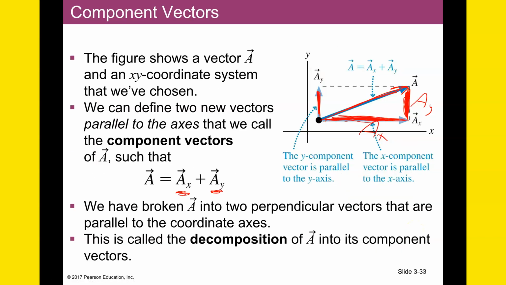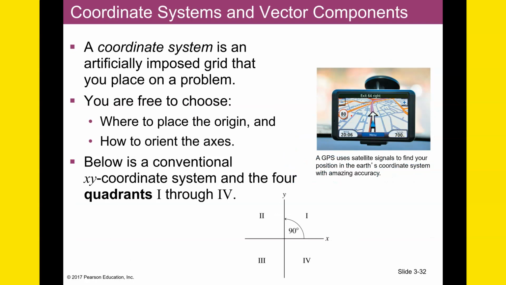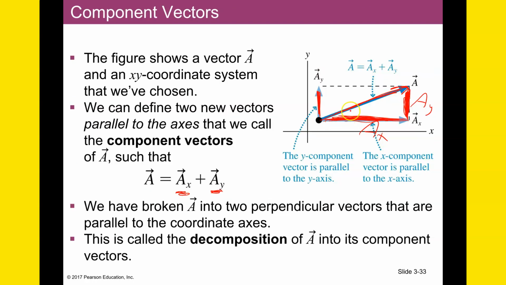All right, let me just show you how you could do that very easily by using the angle here, whatever that angle might be. It might be theta. And so the horizontal component would be A cosine theta. The vertical component would be A sine theta. That would be an easy way to break it into two components.